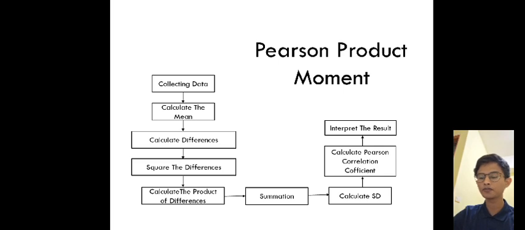There are some notes for this test. A positive value indicates a positive correlation: as one variable increases, the other tends to increase, while a negative value indicates a negative correlation: as one variable increases, the other decreases. The Pearson correlation coefficient assumes a linear relationship between variables and is sensitive to outliers.